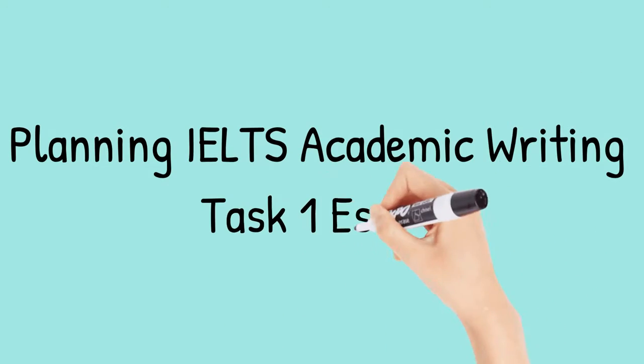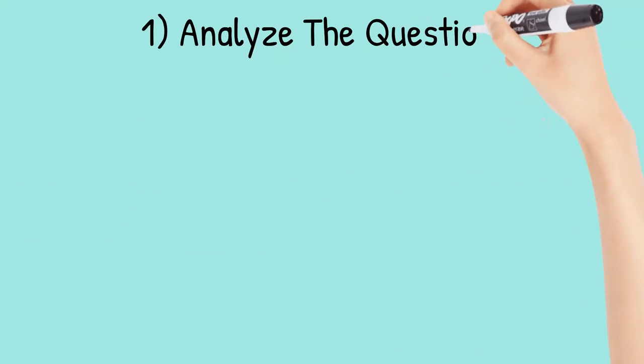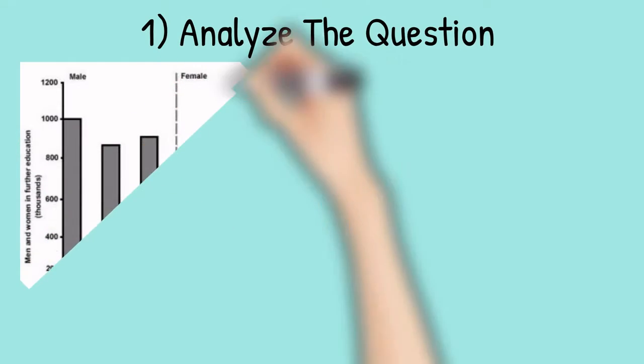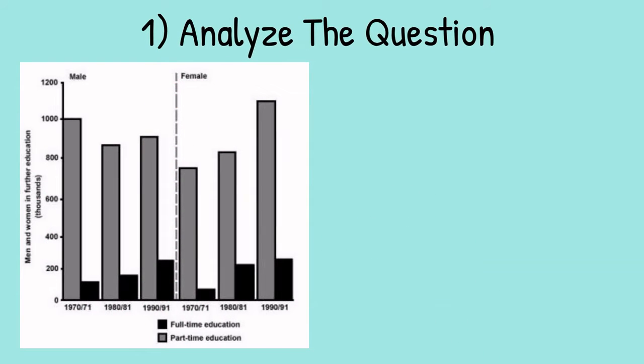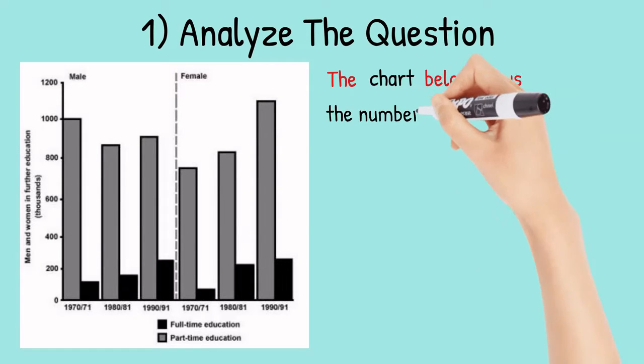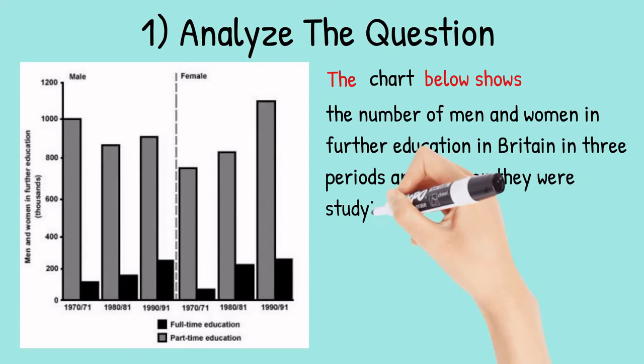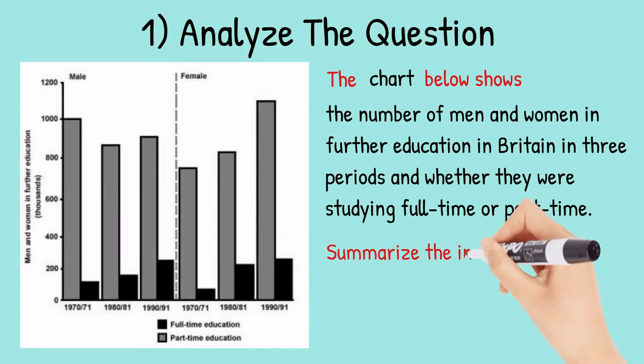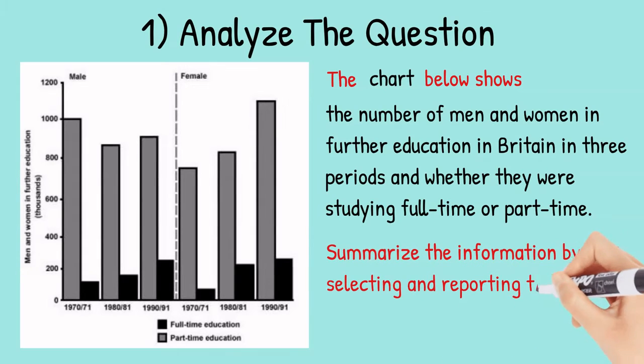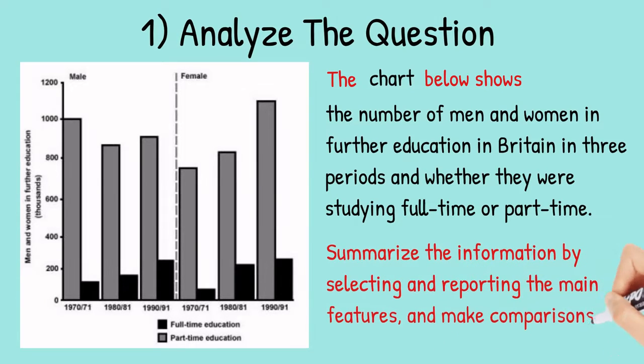For planning IELTS Academic Writing Task 1 essay, the first step is to analyze the question. The format of every question in IELTS Academic Writing Task 1 is the same. Here's a typical question. The highlighted words will always be the same no matter what type of question you get. The chart below shows the number of men and women in further education in Britain in 3 periods and whether they were studying full-time or part-time. Summarize the information by selecting and reporting the main features and make comparisons where relevant.